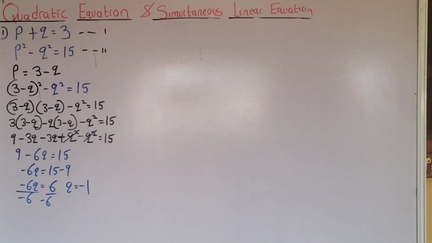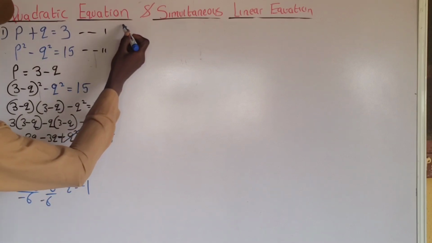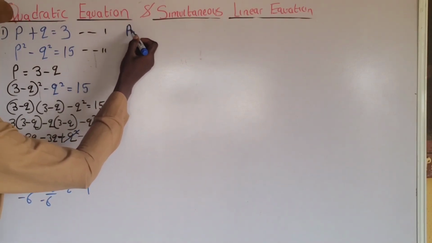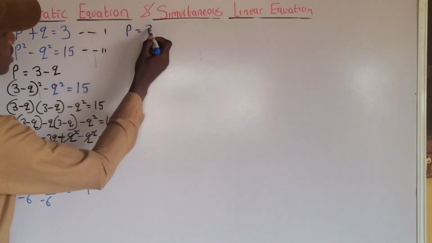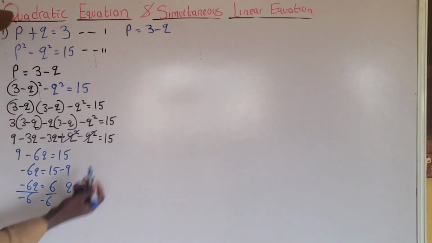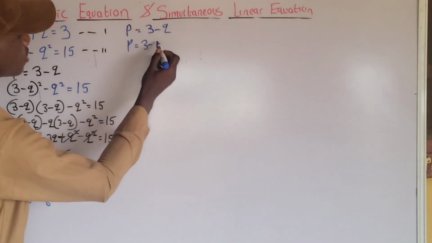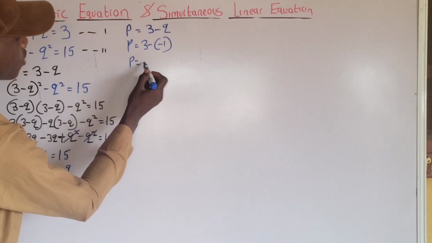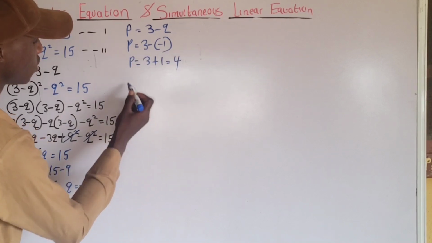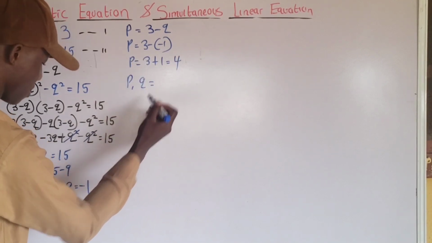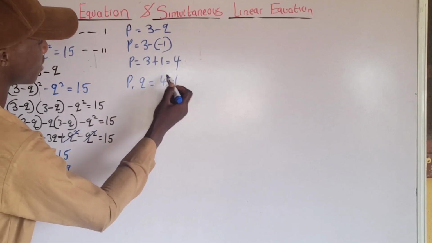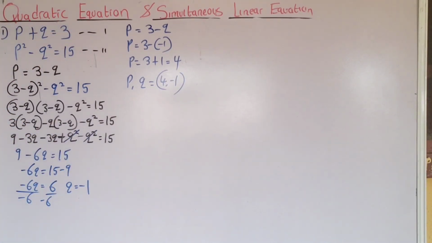Now, having gotten the value of q as negative 1, what will be the value of p? To get the value of p, all you have to do is substitute the value of q into the linear equation that you are given. P equals 3 minus q. So when q is negative 1, p will be equal to 3 minus negative 1. P equals 3 plus 1, which equals 4. So (p, q) equals (4, negative 1). So that is the solution to that simultaneous quadratic and linear equation.